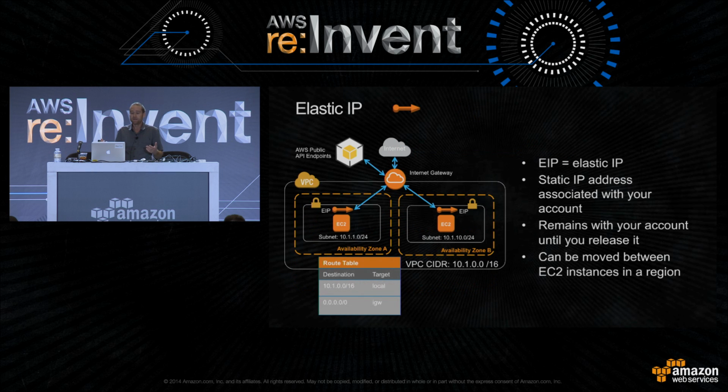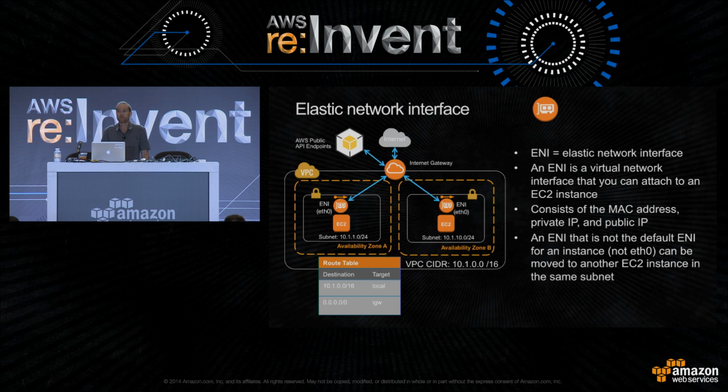An Elastic IP is a static IP address that's associated to your account. When you release the address from an instance, it still sits in your account. You can assign it to another instance in the same region. That's pretty handy if you want to do high availability between availability zones, and you've got an instance with an IP address running and you want to move it to another instance running in a different data center. You can do that without updating DNS. You're good to go.